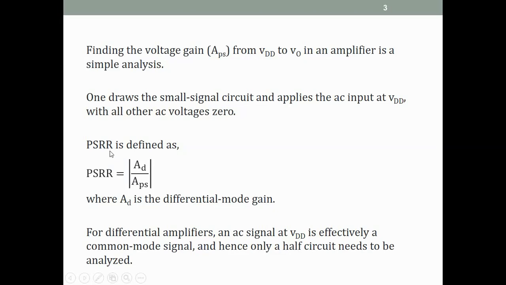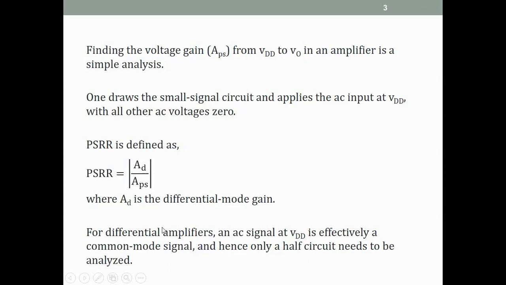The definition of PSRR, similar to CMRR, is the differential mode gain of the amplifier divided by the gain from the power supply to the output. So one wants PSRR to be as large as possible. AD should be large and APS should be as small as possible.